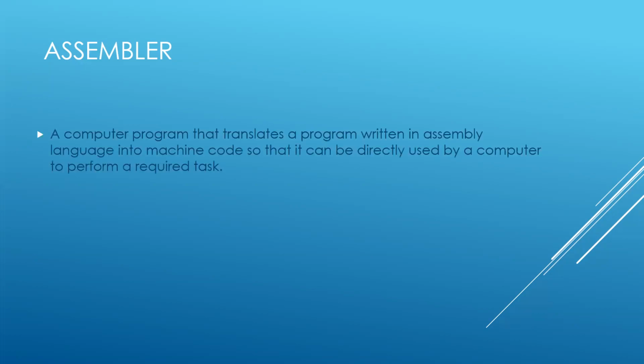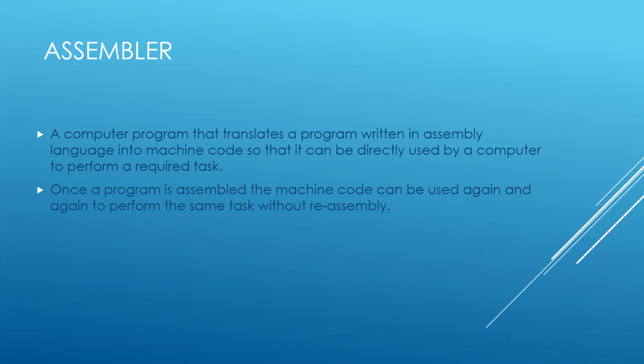Let's see. A computer program that translates a program written in assembly into machine code so that it can be directly used by a computer to perform a required task. The simplest definition that you need to know is that the assembler is a computer program that is needed to translate a program written in assembly, and that program will be used by the computer for performing a specific task.